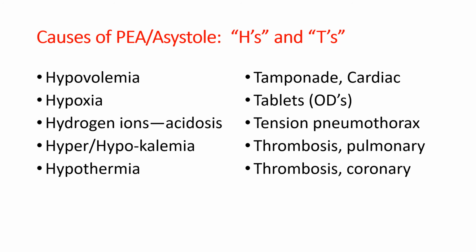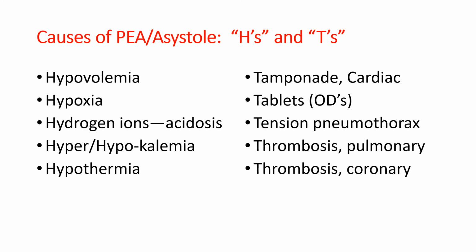If they've got a hydrogen ion excess, such as in a metabolic acidosis, you're going to give good CPR and administer bicarb. If it's hyperkalemia or hypokalemia, you may have to give bicarb for the hyperkalemia. Hypothermia, you're going to warm them up. You may have to do a pericardiocentesis for cardiac tamponade. And if you know what toxins or tablets they took, you might be able to give a reversal agent.